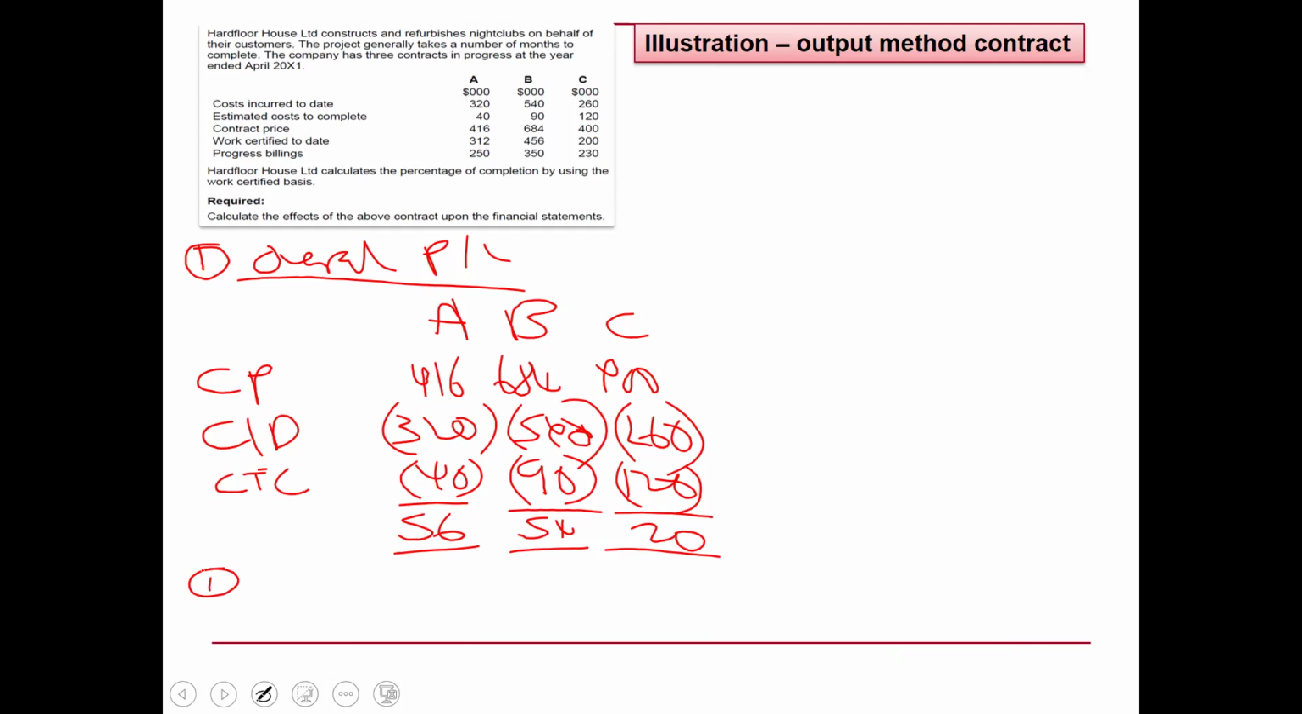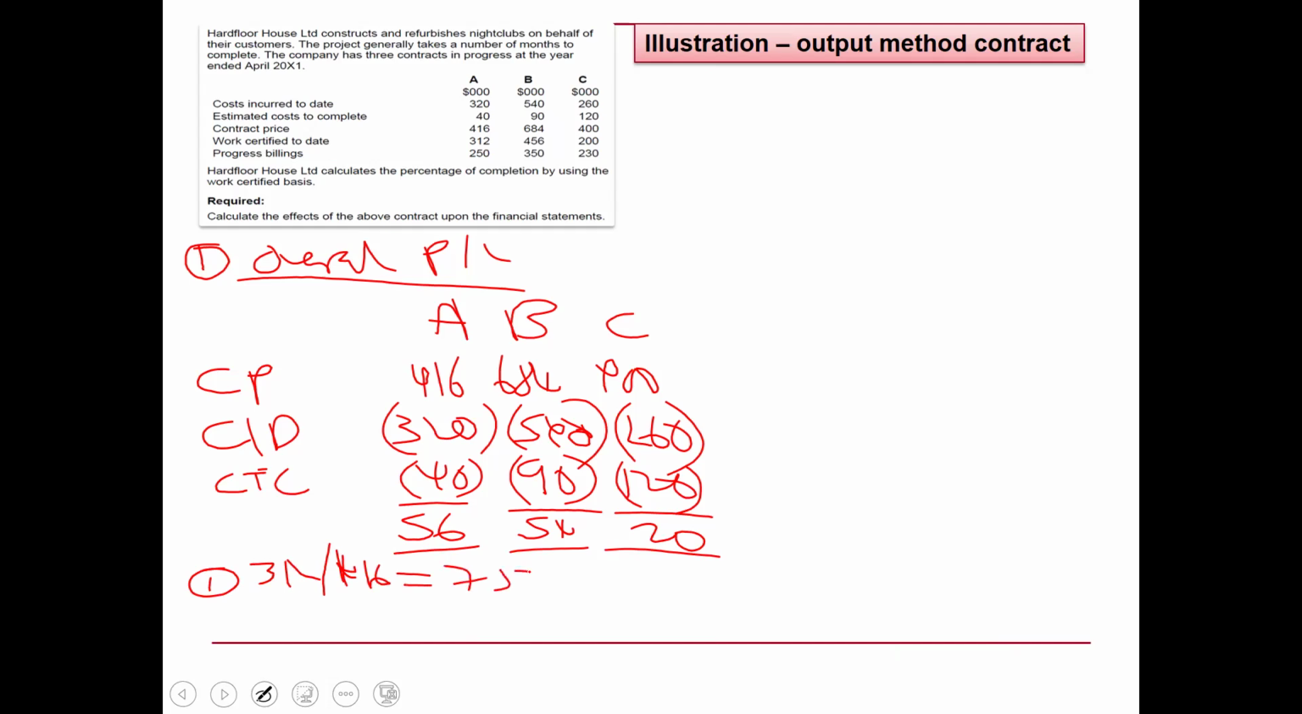So in our question, we are told that the work certified to date for A is 312. So what we are basically saying is 312 is work that has been certified out of a total contract price of 416. So we're basically saying 312 over 416, we get 75%.